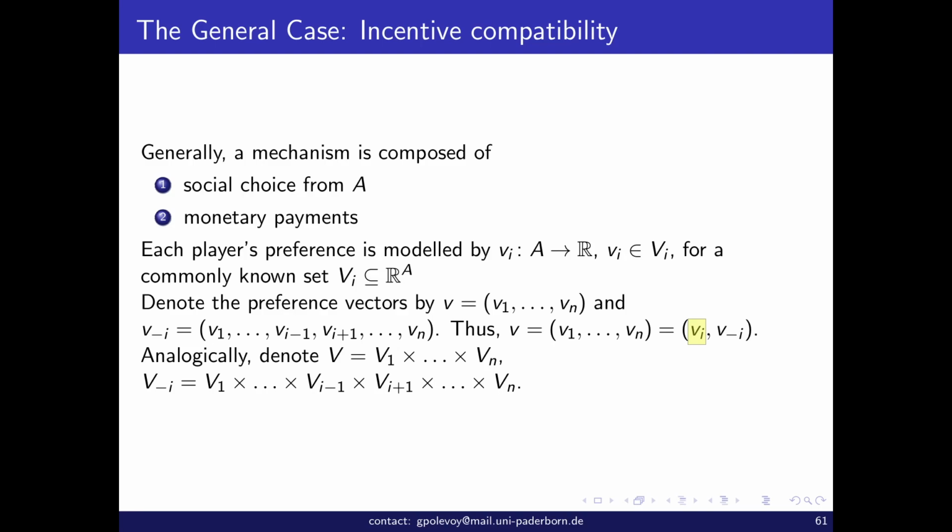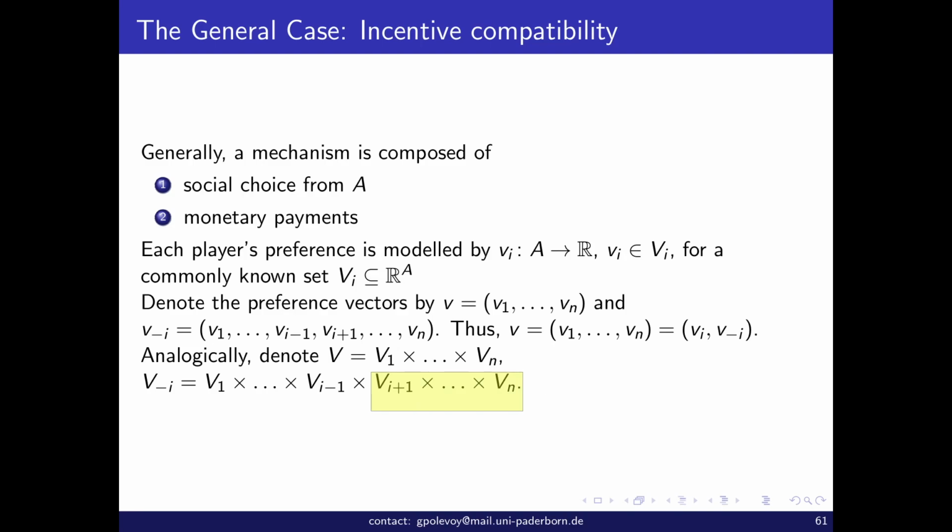Analogically, you can look at the set of the preference vectors, capital V, and also capital V is the Cartesian product of V1, V2, and so on till the end. And V minus i is the Cartesian product of everyone besides Vi. V1 till Vi minus 1. And then we don't multiply by Vi, but we start with Vi plus 1 and go till the end.